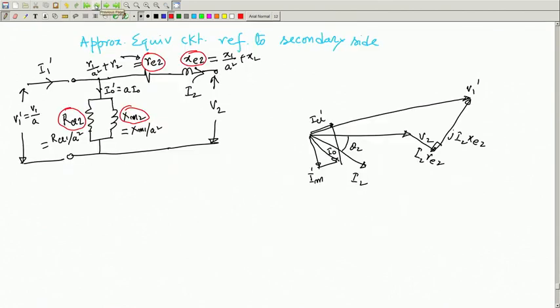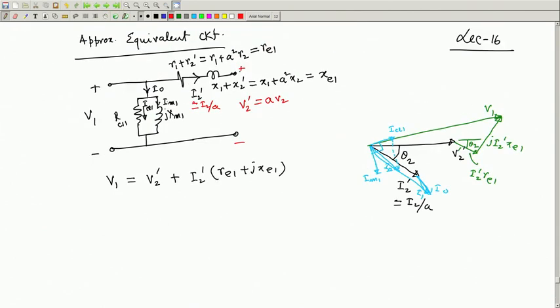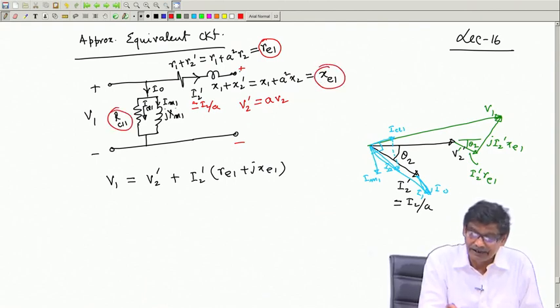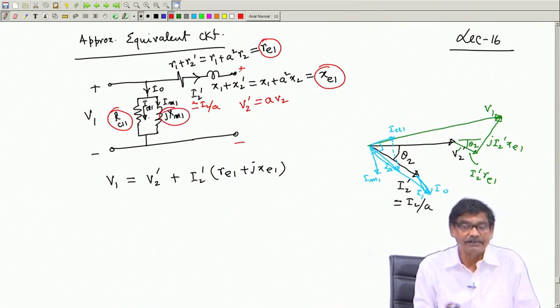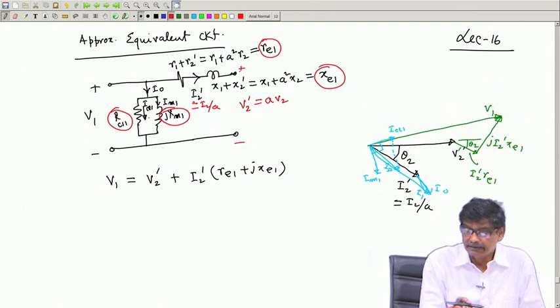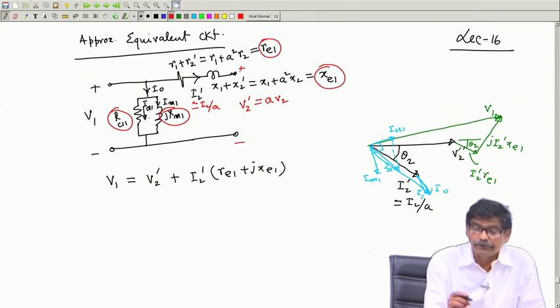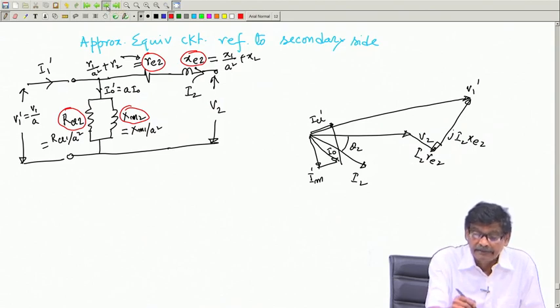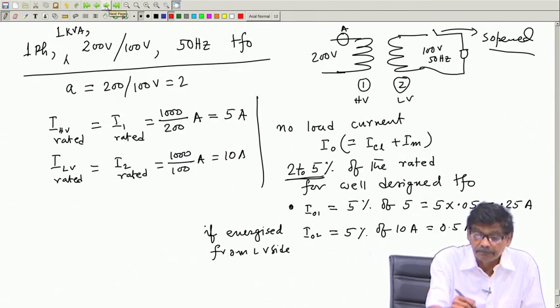This is with respect to the secondary side I drew. With respect to the primary side, similarly, our goal is to calculate RE1, XE1, RCL1 and XM1. How can I calculate it? The answer is we have to do some testing, and simple testing I will do.